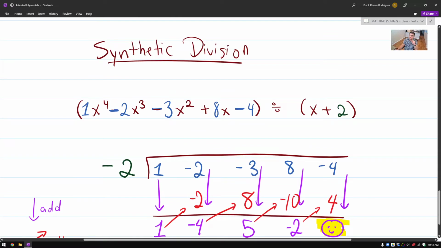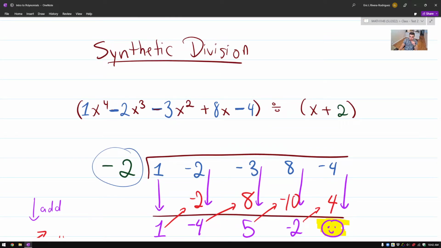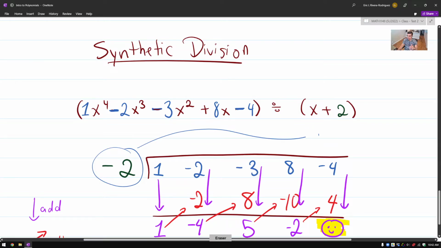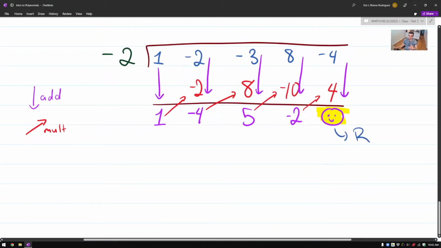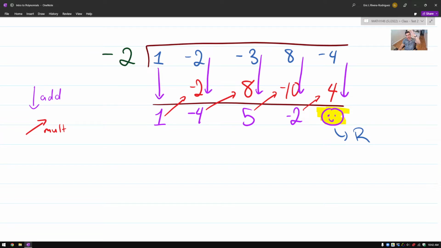Why? Because we already knew that -2 is a 0 of the polynomial. So that means that x plus 2 is a factor of the polynomial. So whenever we divide that polynomial by its factor, the remainder is always going to be 0. So that 0 here is what you are looking for. That 0 is going to tell you you have chosen a 0 of the polynomial. Okay? Going down you add, going up you multiply.